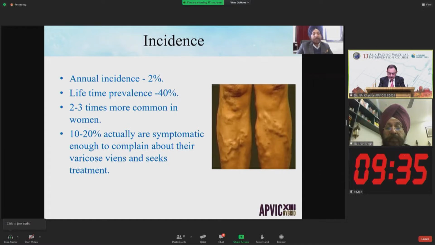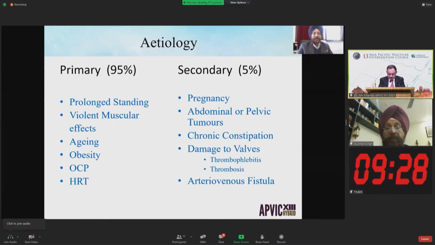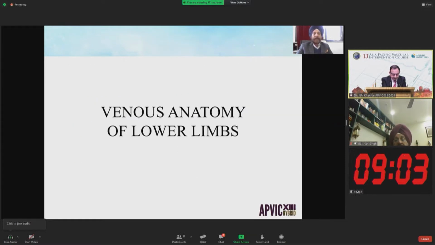It is 2 to 3 times more common in women, and 10 to 20% are actually symptomatic and seek treatment. The etiology is primary 95%, secondary 5%. In the primary, causes are prolonged standing, violent muscular efforts, aging, obesity, OCP, and HRT, and secondary can be due to pregnancy, abdominal or pelvic tumors, chronic constipation, damage to the valves because of thrombophlebitis or thrombosis, and arteriovenous fistula.